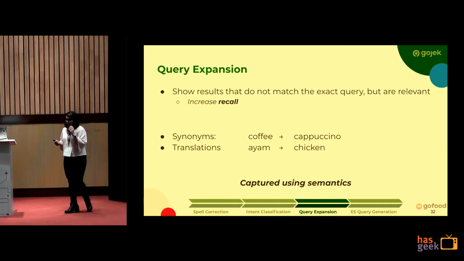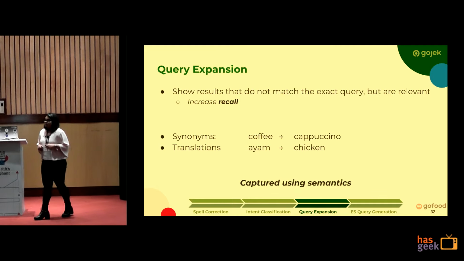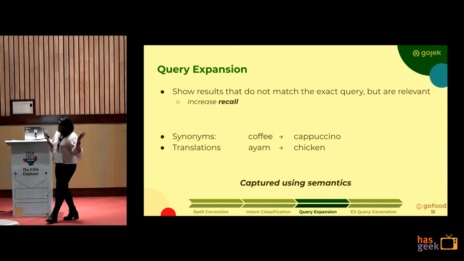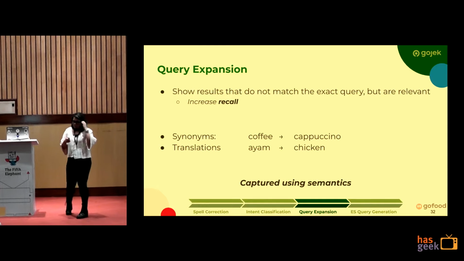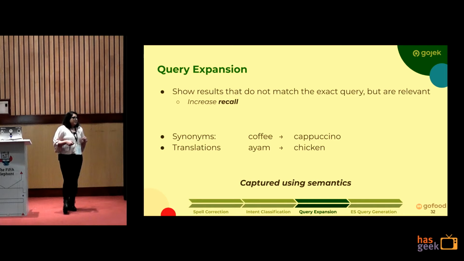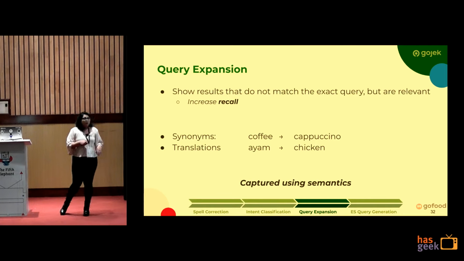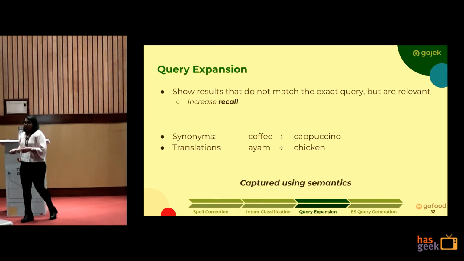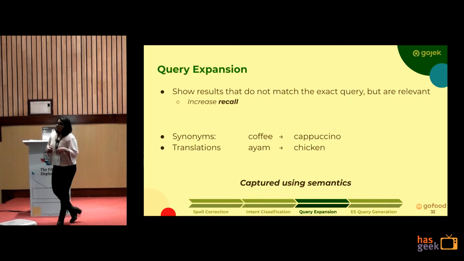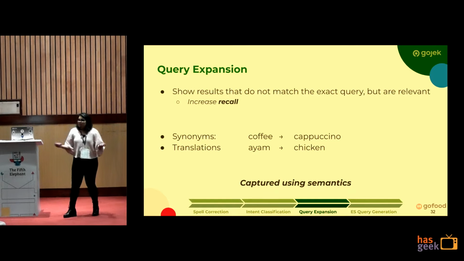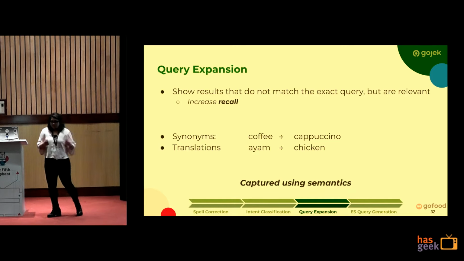We wanted these tokens to be of two different types: synonyms and translations. In the example that I have used before, coffee and cappuccino can be considered as two synonyms, and ayam is the Indonesian word for chicken. Because GoFood has the largest user base in Indonesia, we had a lot of Indonesian words in our corpus as well, which is why we thought having translations would be an important relationship to capture using semantics.